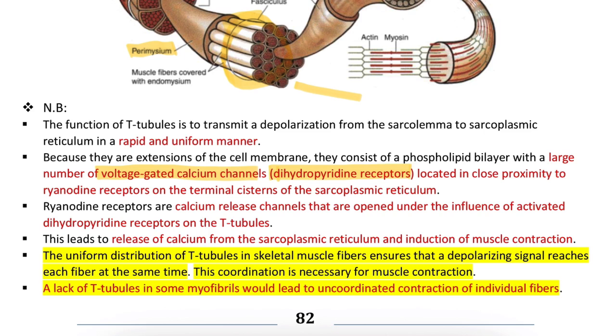Why is this important? What clinically we have to know about these things, meaning the importance of T tubules. It ensures uniform contraction of all parts of a muscle fiber. If T tubules are damaged or missing, we can see uncoordinated muscle contractions and weakness.